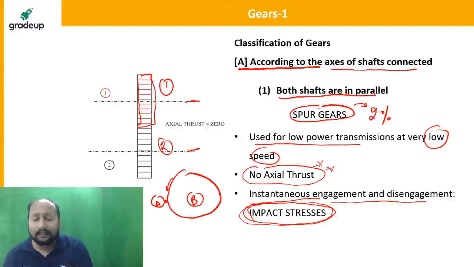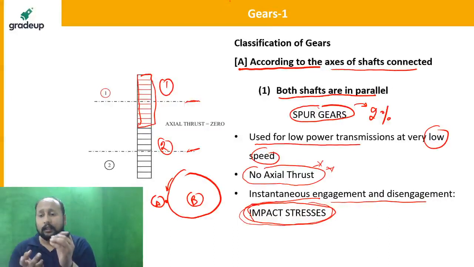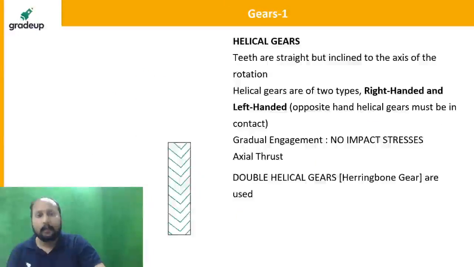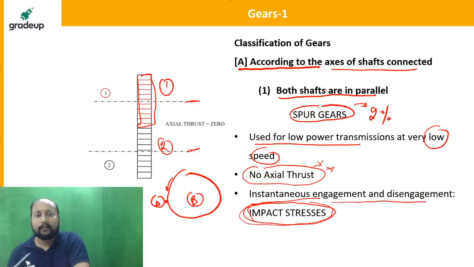Exactly, excessive noise. If you have very high impact, the tooth might be broken or damaged, and the noise will be very high. That is why we prefer spur gears only where we want to transmit power at low speed. Now let us talk about the second. The first one is spur gears.